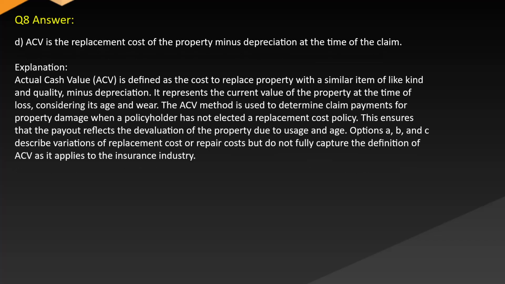Answer: D. ACV is the replacement cost of the property minus depreciation at the time of the claim. Explanation. Actual cash value (ACV) is defined as the cost to replace property with a similar item of like kind and quality minus depreciation. It represents the current value of the property at the time of loss, considering its age and wear. The ACV method is used to determine claim payments for property damage when a policyholder has not elected a replacement cost policy. This ensures that the payout reflects the devaluation of the property due to usage and age.